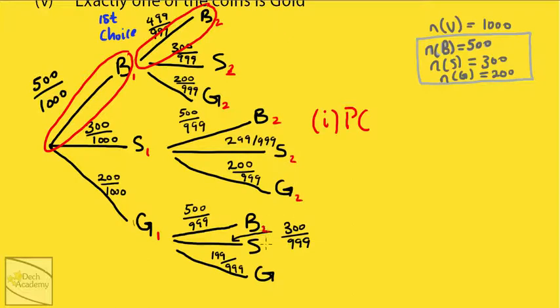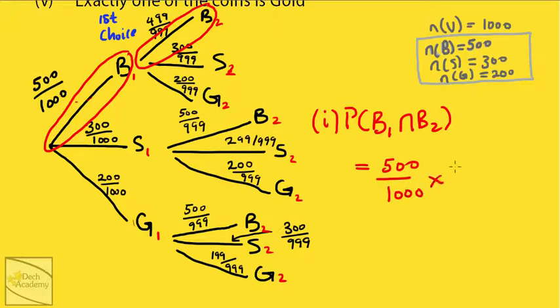Of course, these are all after the second choice. So we're looking for the probability of picking bronze the first time and then bronze the second time. We simply obtain that by multiplying the probabilities along the branches. So that's simply 500 over 1,000 times 499 over 999.